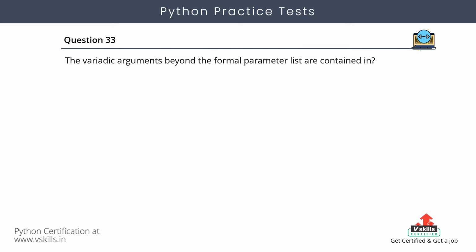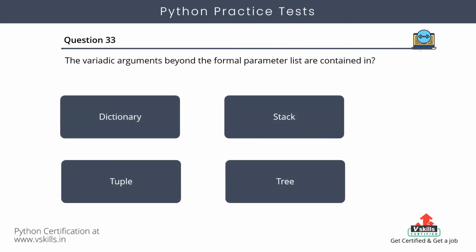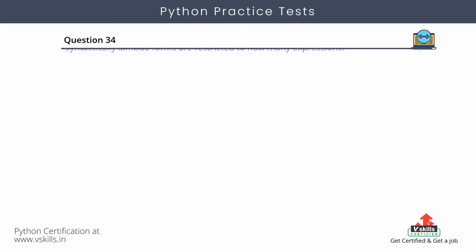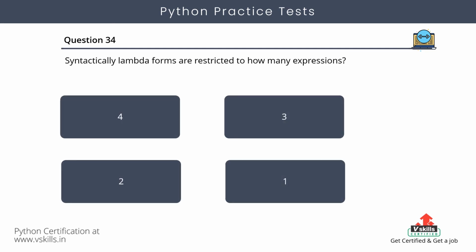Question 33. The variadic arguments, beyond the formal parameter list, are contained in which of the following? The correct answer is option C. Question 34. Syntactically, lambda forms are restricted to how many expressions? The correct answer is option D.